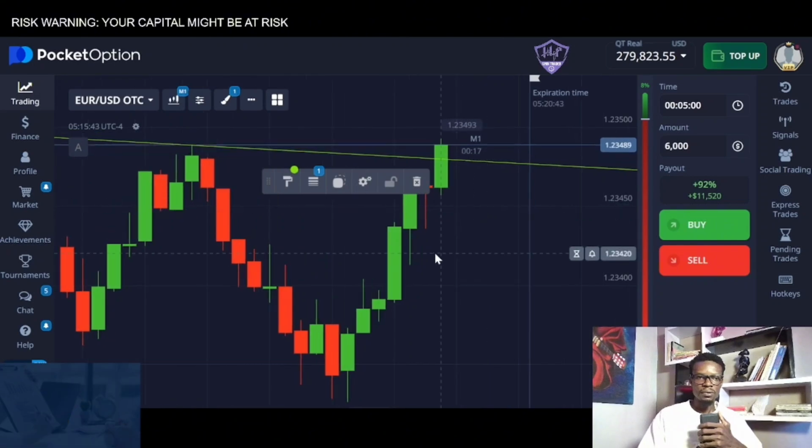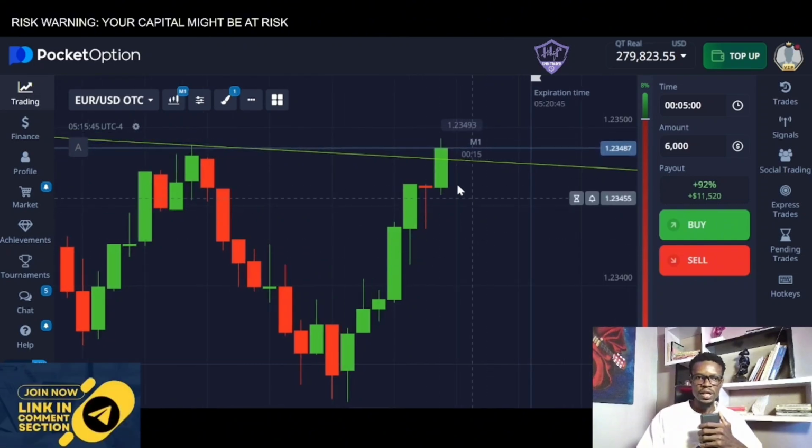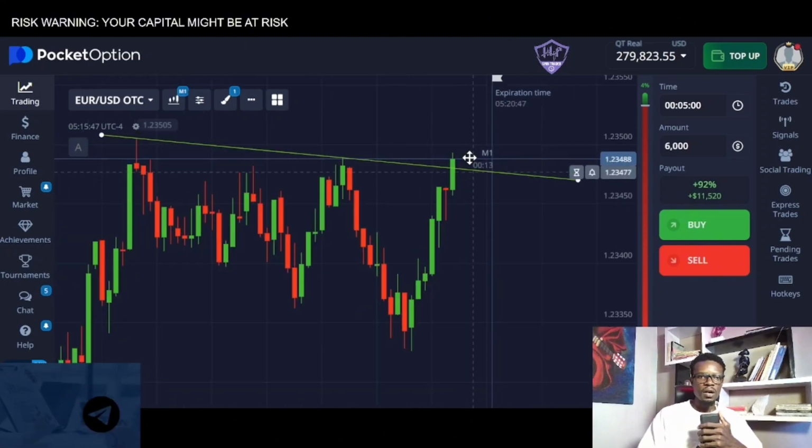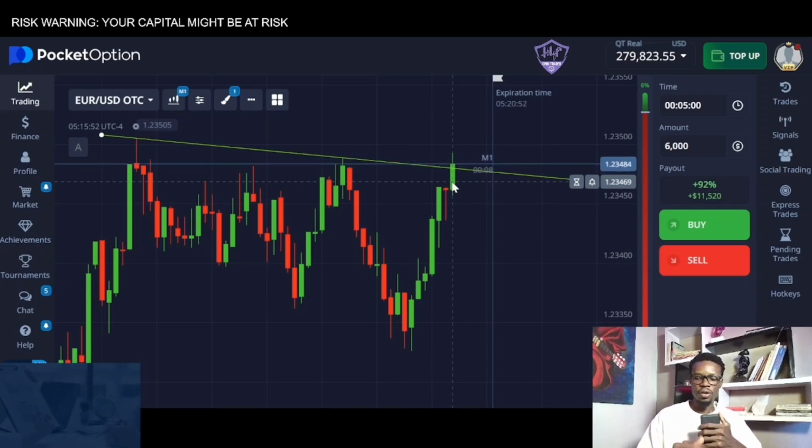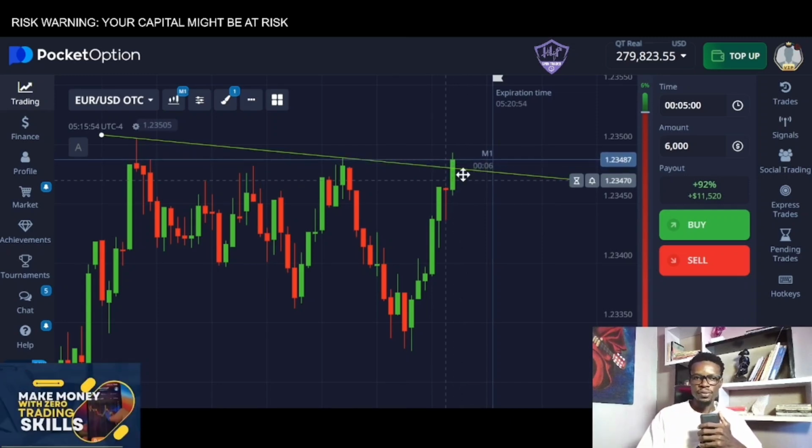All right, the levels are drawn. So let's see what happens in the next 15 seconds. How this very candle closes will determine if I'm going to be entering this trade or not. So let us see what happens in a few seconds.